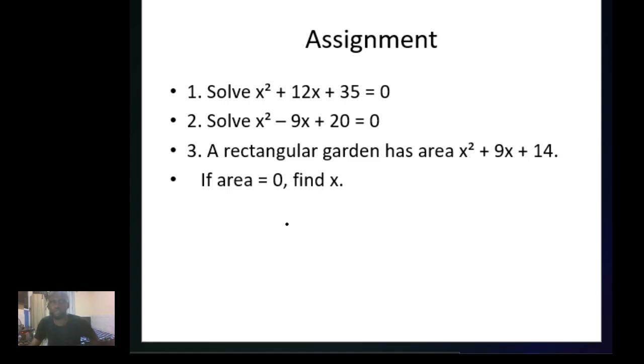Now, to sharpen your skill of solving quadratic equations with the factorization method, solve all these questions as an assignment. And one thing you should know is that they are all monic quadratic equations. We have not started with the other type of quadratic equation. Maybe next class we'll move to the other type of quadratic equation.